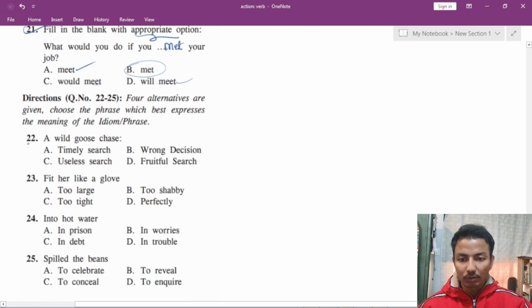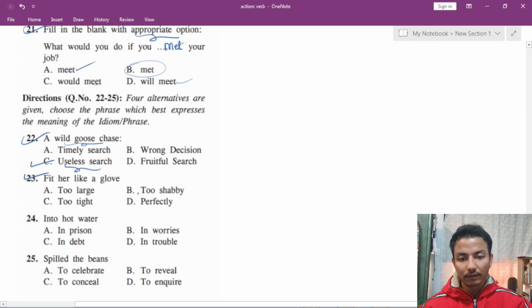We're almost done. Question number 22. A wild goose chase. These are idioms and phrases. A wild goose chase. So imagine it like this. There's a goose and he's running away and you're trying to catch it. So it is almost next to impossible to catch it. That is why the meaning of this idiom, a wild goose chase, is a useless search, because you cannot catch the goose. So in the same way, it is useless. So the correct option here is useless search.